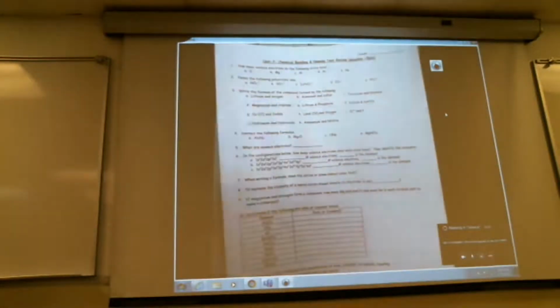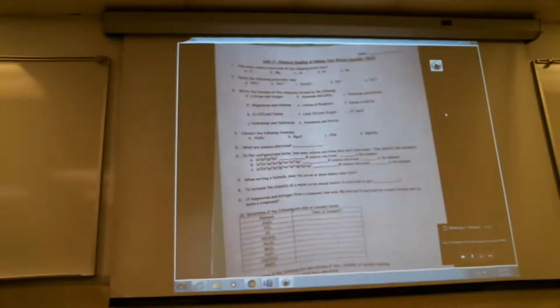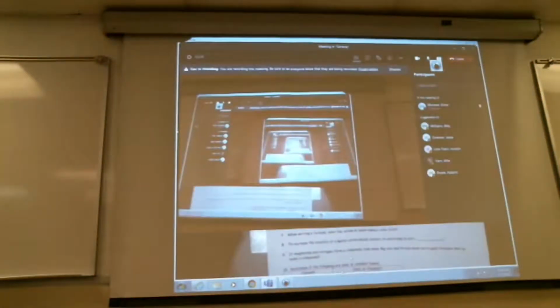review. How many valence electrons are in the following atoms? So how do we know the valence electrons? Well, I've got to go to the formula chart. When I look at the formula chart, I got to go see what group number electrons.